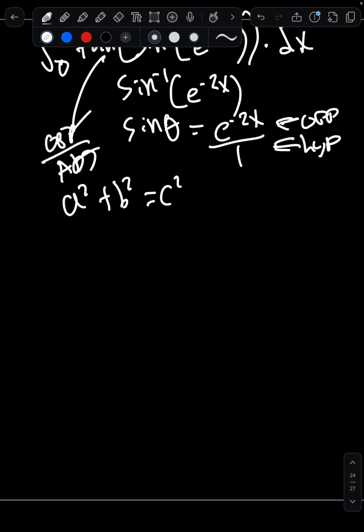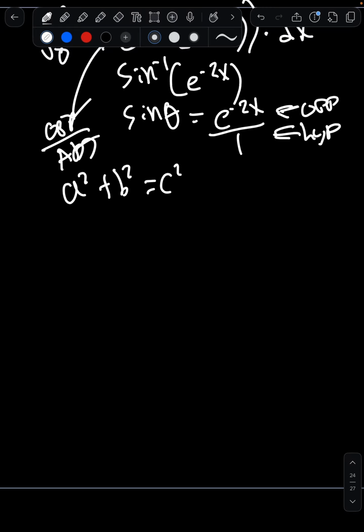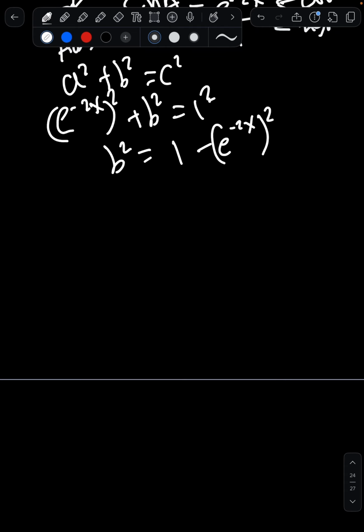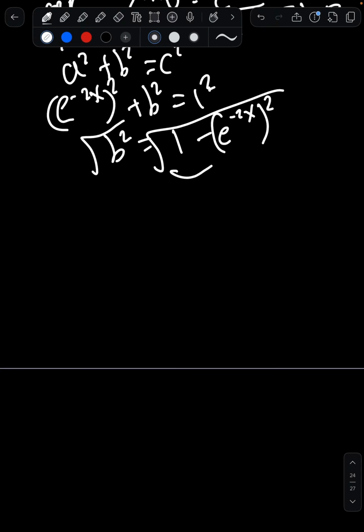A squared plus b squared equals c squared. Plugging in our values for the opposite gives us e to the negative 2x quantity squared plus b squared, with the adjacent b, equals c squared, which is the hypotenuse, 1 squared. Subtracting e to the negative 2x quantity squared on both sides, we get b squared equals 1 minus e to the negative 2x quantity squared. And to isolate for b, we can square root each side to give us our final answer for the adjacent side.